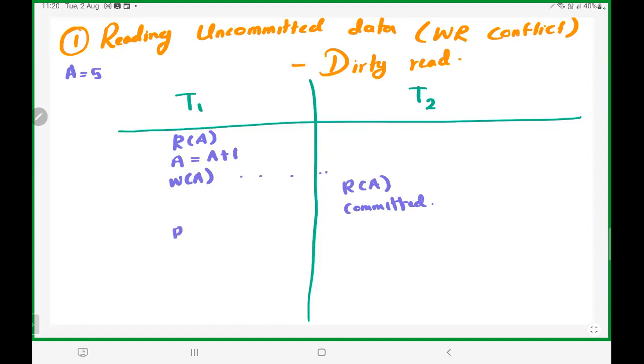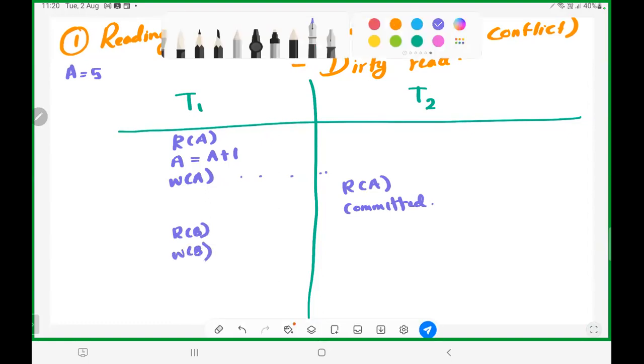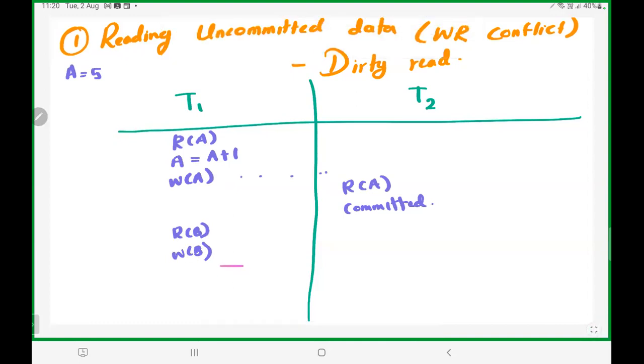Then they read B account and write B. But there is a system failure. There is a power failure or something. Just think something happened.